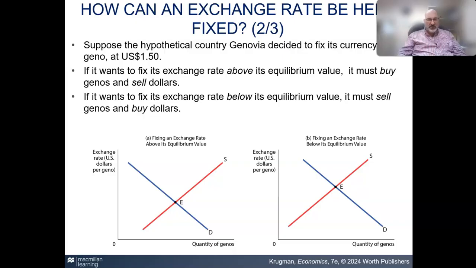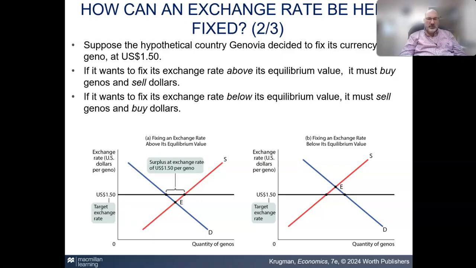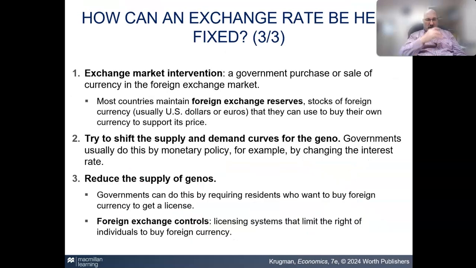So note that the key to this is you have to have the ability to buy and sell currency. Your central bank, if you're a small country, you may or may not have the money to do this. Just saying, it's a thing. If you don't have that money, it's going to be really interesting. So there's your target exchange rate. So the surplus at the exchange rate of $1.50 per Geno. And so if that's your target, you got a shortage at the exchange rate of $1.50 per Geno. So you got to play that game.